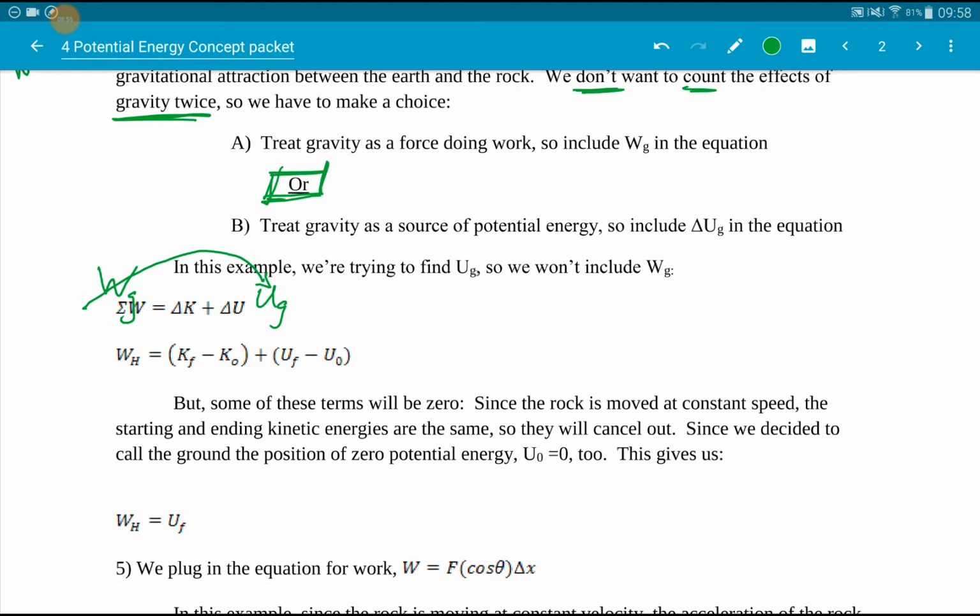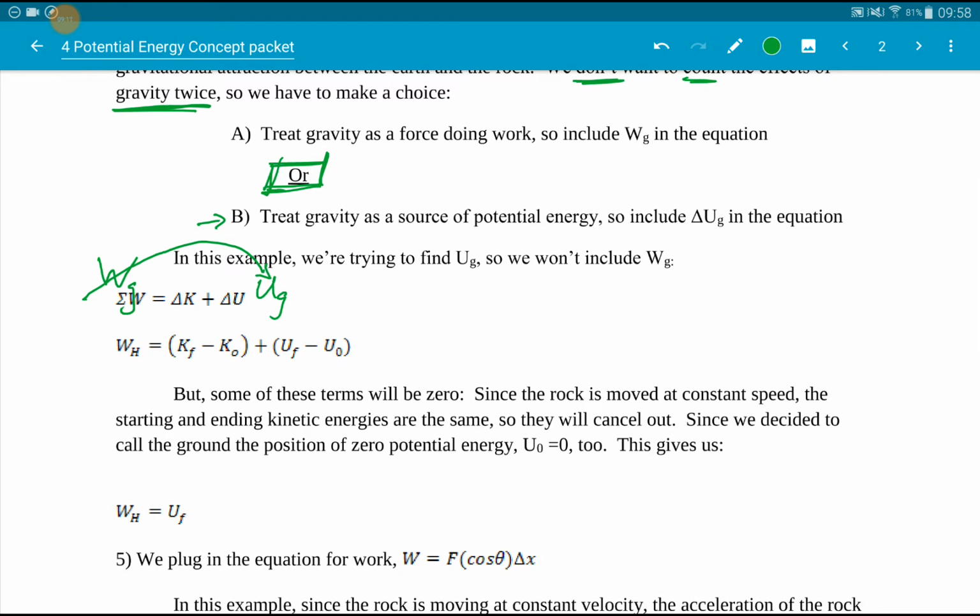Oftentimes, people will find that gravitational potential energy is usually a little bit easier to think about and calculate. Not always, though. So in this example, we're going to try and find gravitational potential energy. So we're going to use option B in this example right here.